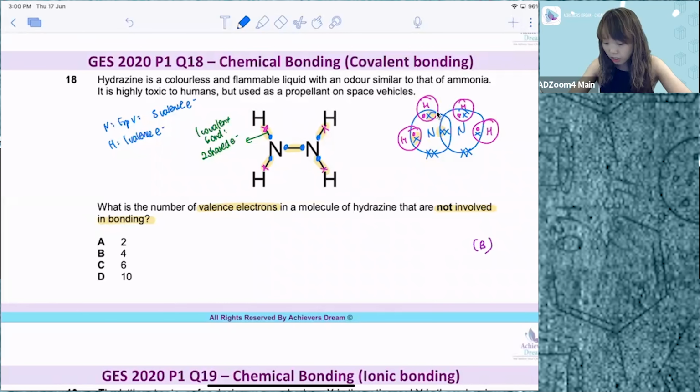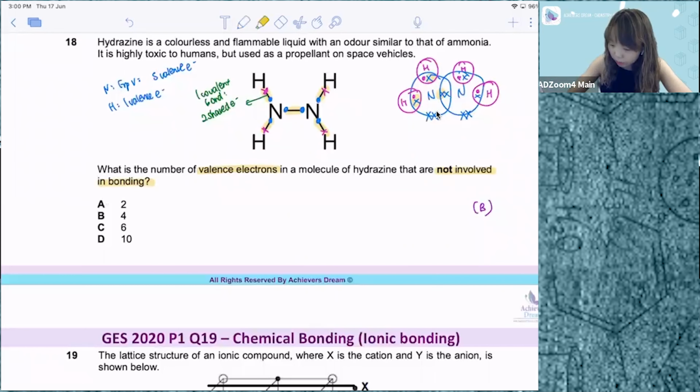So when they ask what is the number of valence electrons not involved, it's just these 2. So in total, there are 4 valence electrons from both nitrogen atoms that are not involved in bonding. So the answer will be option B.